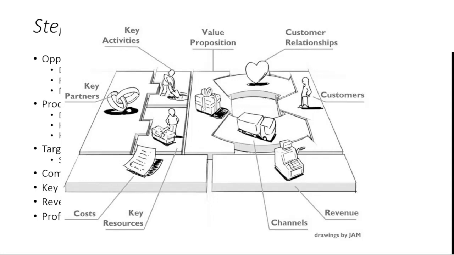The other three blocks are basically saying what are my key activities, what I will do by myself, what are my key partners that I will lease out to somebody else, and what are the key resources that I'm going to use in my business. And then finally, the two blocks are the cost block and the revenue block, which say what is the cost of my business and what is the revenue of my business.